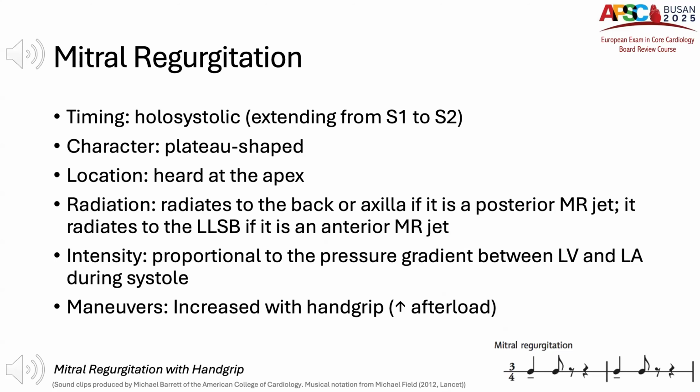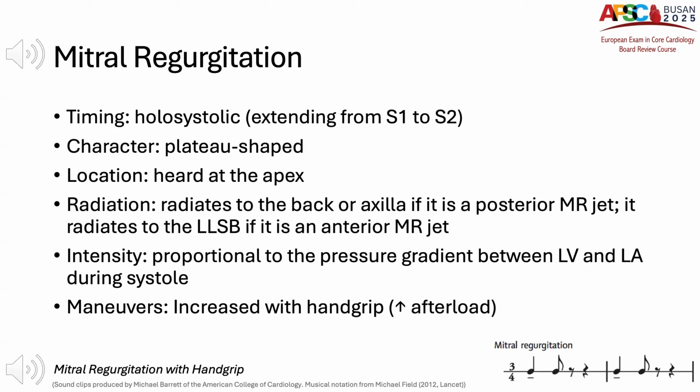Starting off with fundamentals. What does the murmur of mitral regurgitation sound like? The timing is holosystolic, extending from S1 to S2. It is plateau-shaped, is heard at the apex, and radiates to the back or axilla if it's a posterior MR jet, and radiates to the left lower sternal border if it is an anterior MR jet.